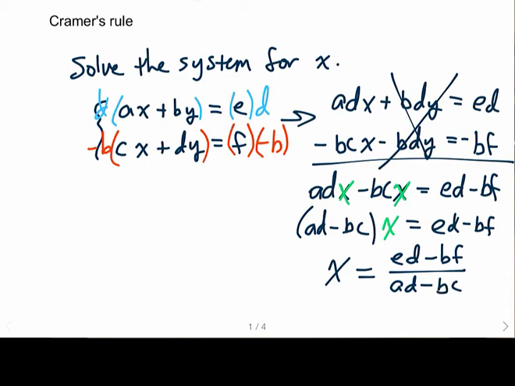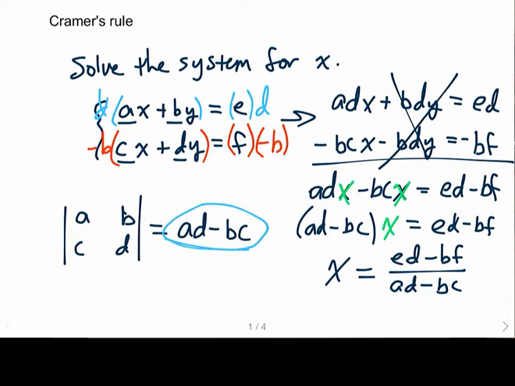What did we just gain from this? Well, not a lot except for one thing. If we look at the coefficients a, b, c, and d, if we were to form a determinant with those variables, a, b, c, and d, and then compute the determinant with the crisscross applesauce technique that we've seen, we'd have ad minus bc. That ad minus bc is showing up in the denominator of our value of x.